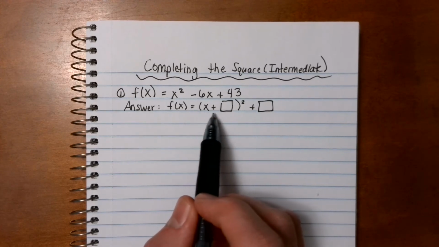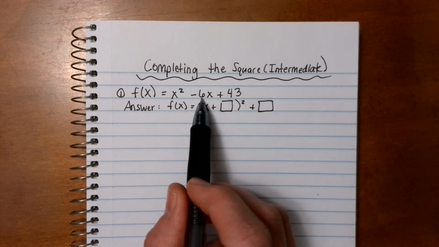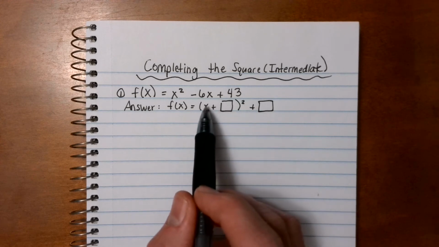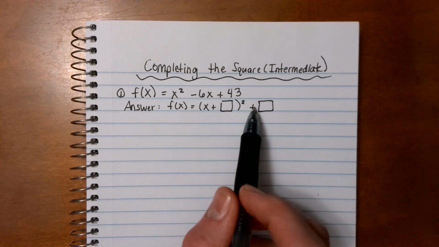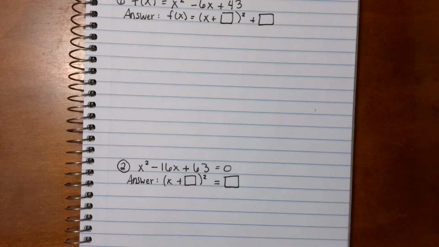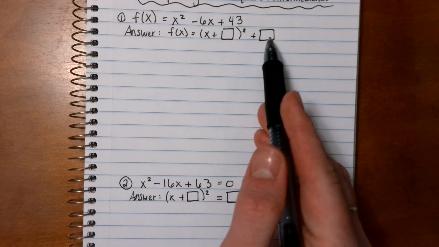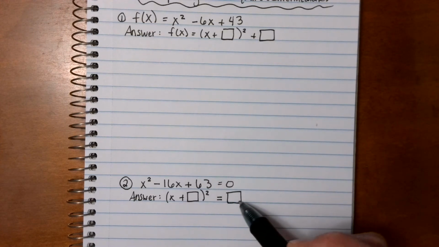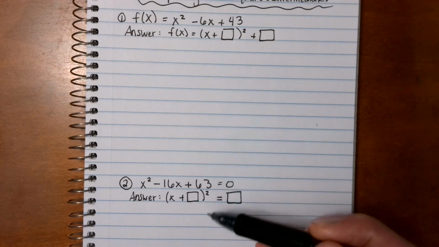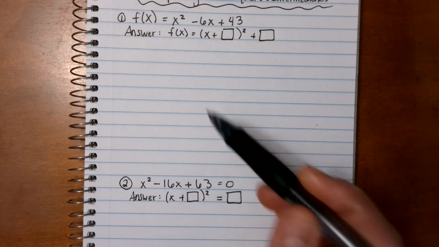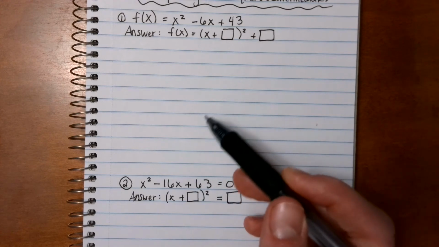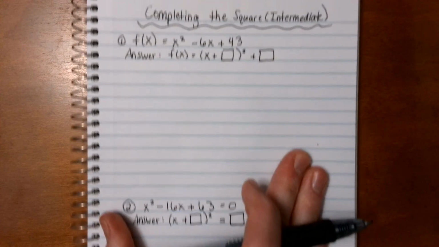One is where, when you're completing the square, it's in vertex form like this: x plus a number squared, and then plus another number. And then the other one is where that second number in vertex form is on the other side of the equation. So I'm going to walk you through how to do these two examples, and then you can try it again on your own if you didn't get at least a 75%, and hopefully this will help.